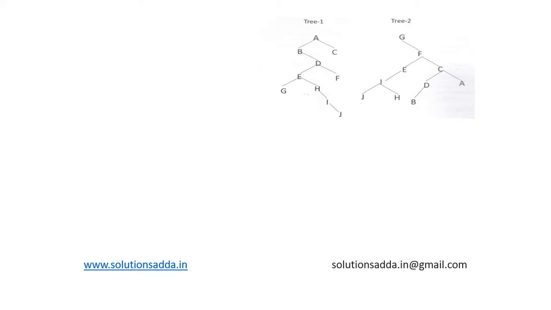Now for tree 1, let's see the pre-order. In pre-order traversal, we initially print the root. So this A gets printed. Then we move to root's left. So when we reach here, now the root is this. So B gets printed. Then we move to root's left. It is not there. So we move to root's right.